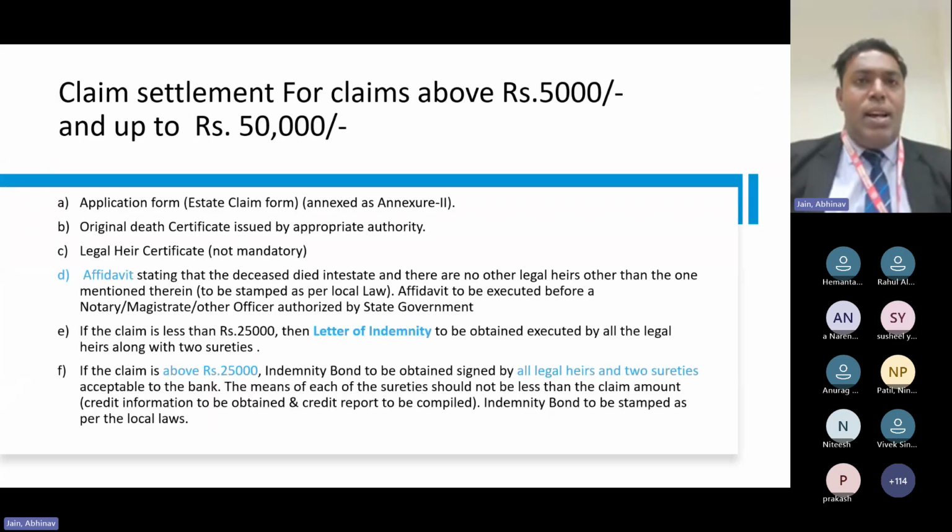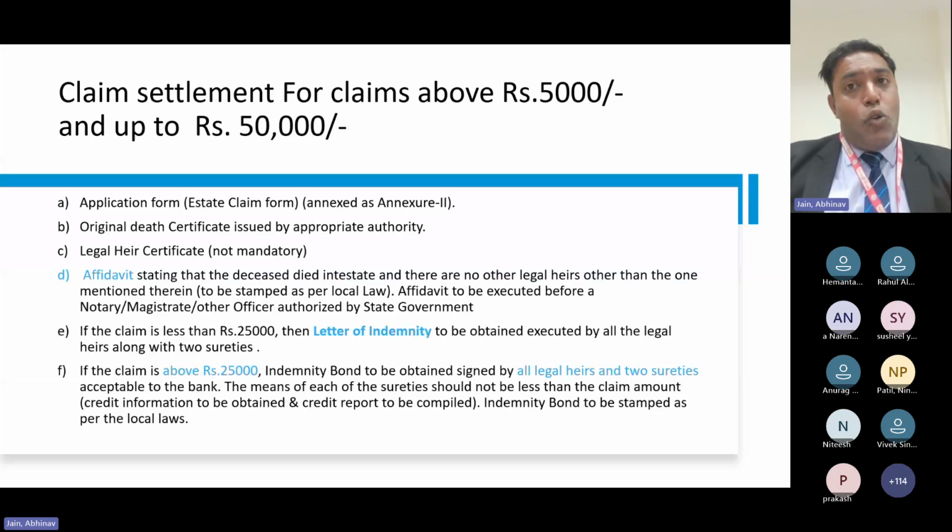Now, in the case where the claim to be settled is more than 5,000 and up to 50,000, we have to take a claim form for the policy. We have to take the original death certificate. A legal heir certificate is not mandatory here, but we have to take an affidavit where they will specify that the deceased has died intestate. There is no legal heir or no will present as per local law from the deceased's side. The affidavit will be executed by a notary, magistrate, or any other officer authorized by the state government.